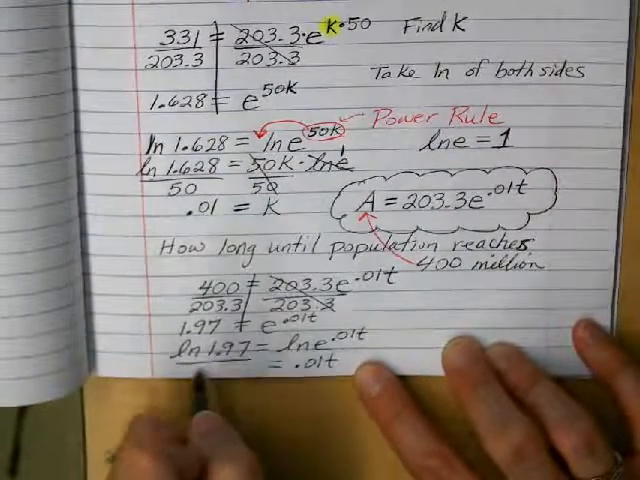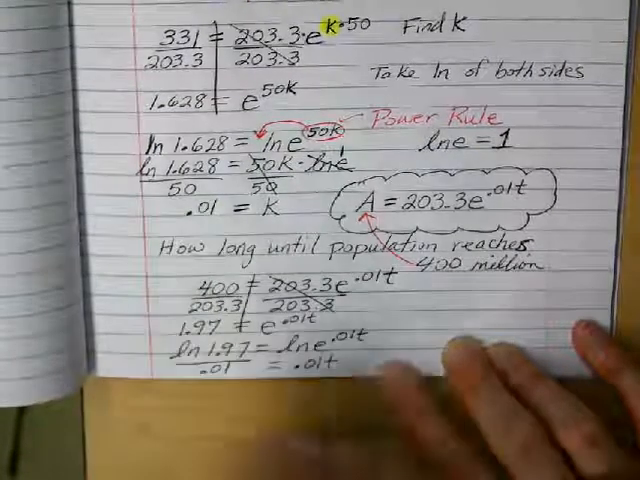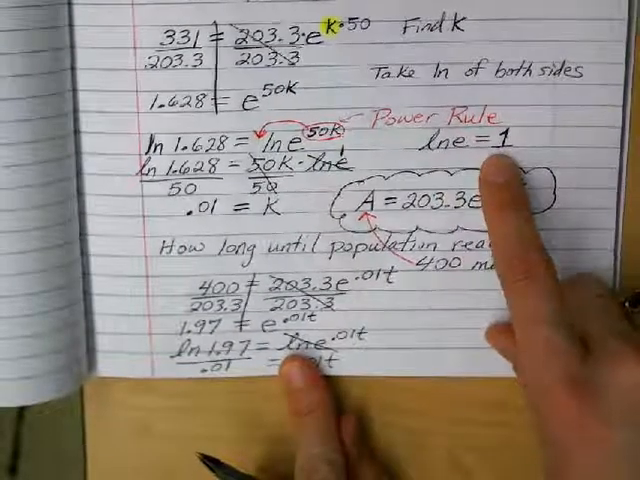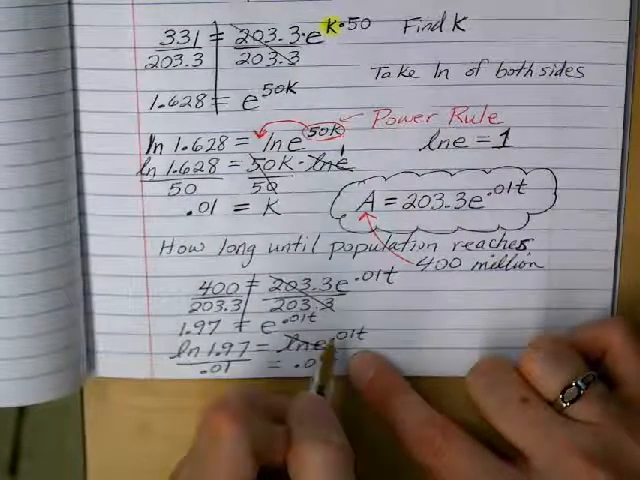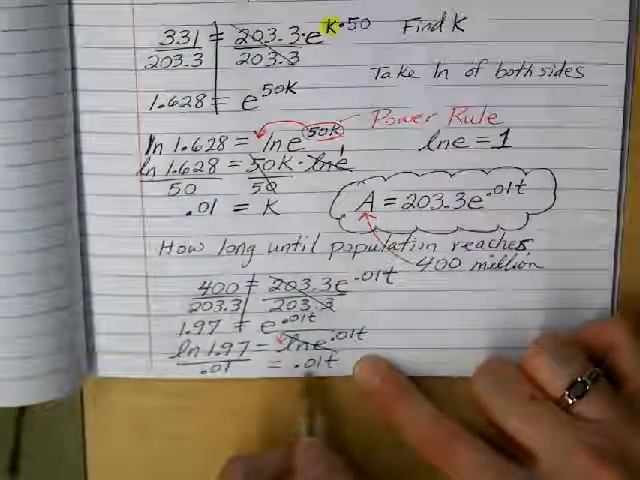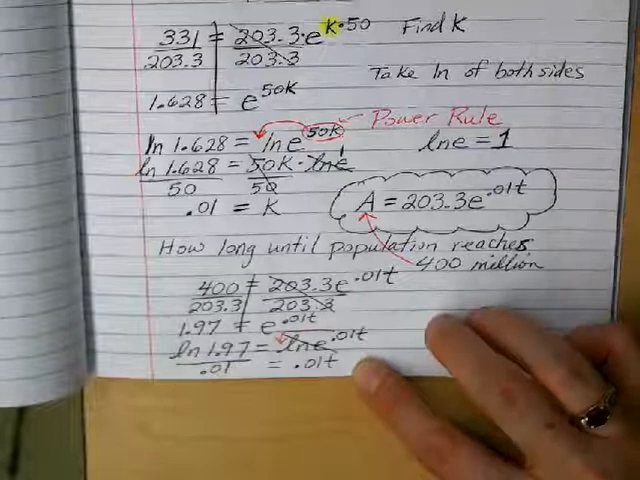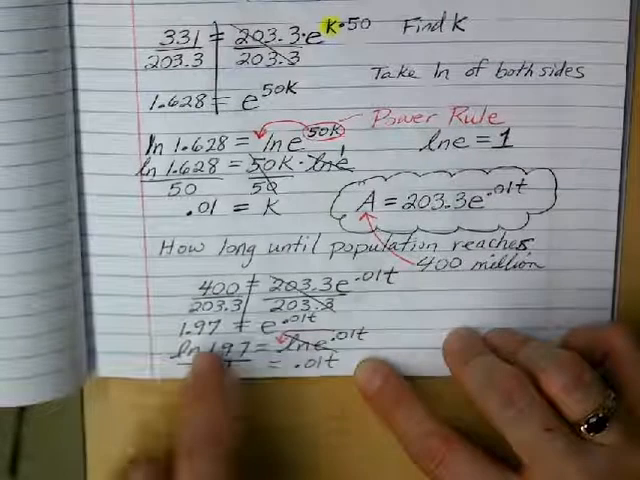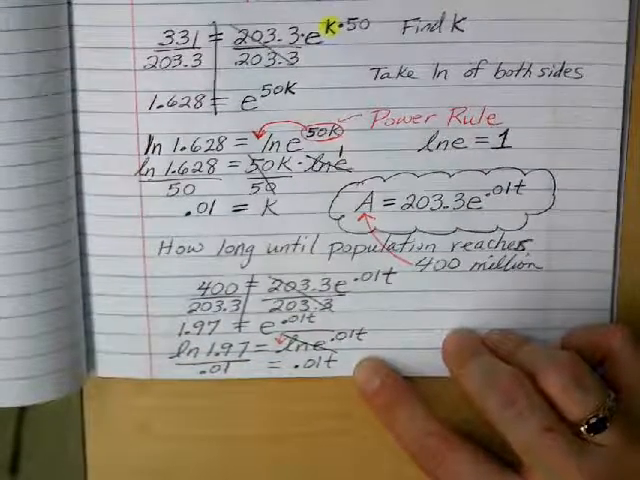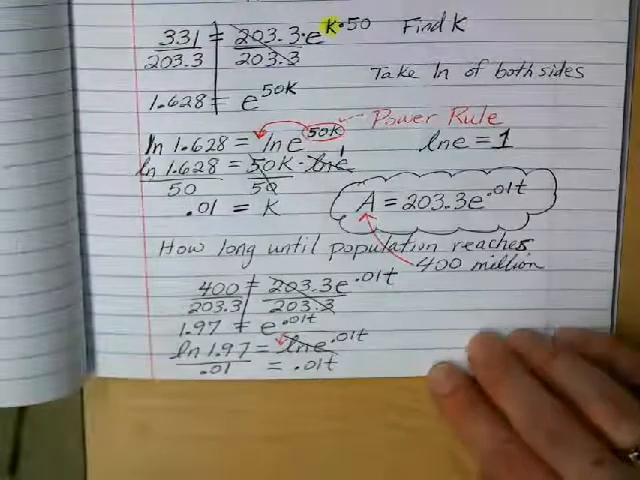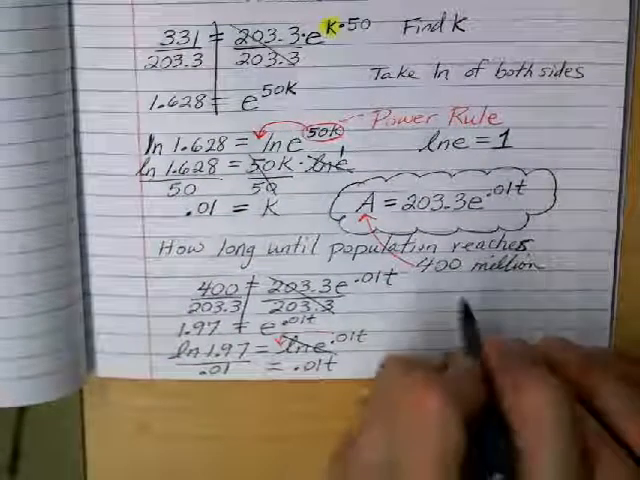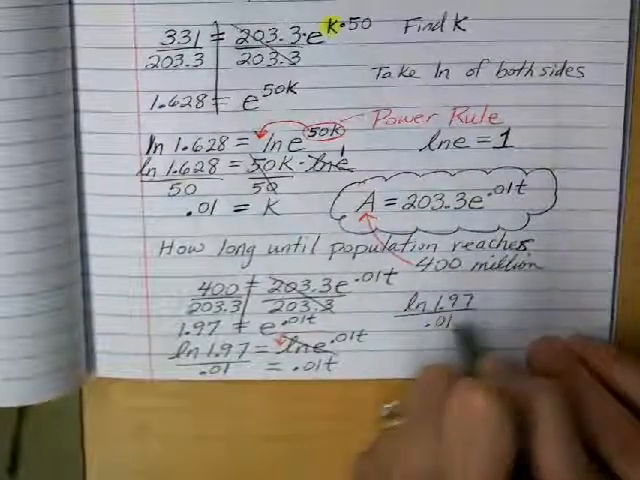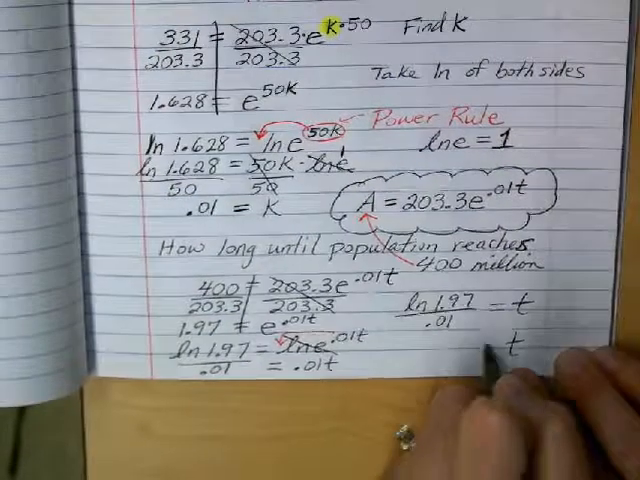So once you get going, they're all kind of the same. The ln e will cancel out. It's just 1, and you can bring that power down in front, so it's just going to be 0.01 times time. So divide ln of 1.97 by 0.01. So this one, it was ln of 1.97 divided by 0.01. That gives me my time. So I did it, and I got 67.8.